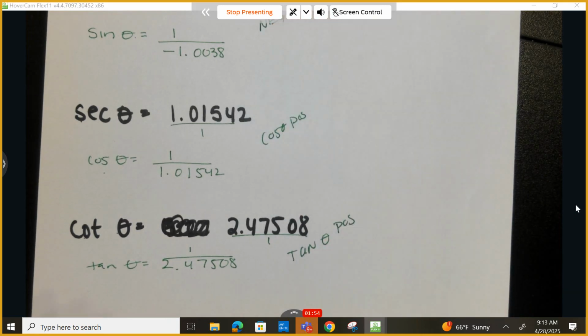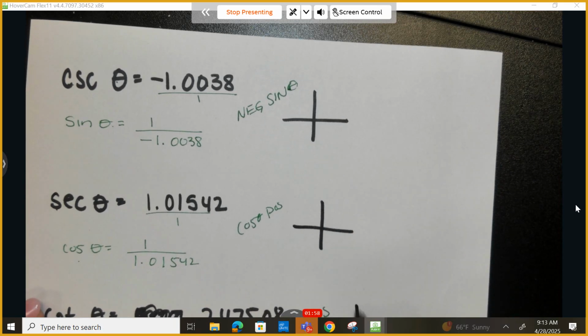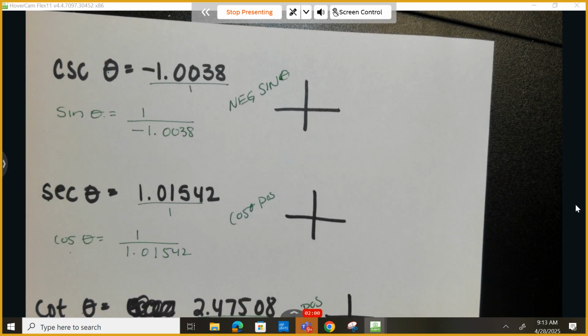Now why does that matter? For each one of these I would like you to make a very small Cartesian plane. And the directions are going to say to find two values for theta from 0 to 360, so including 0 all the way up to 360, that satisfy this equation.